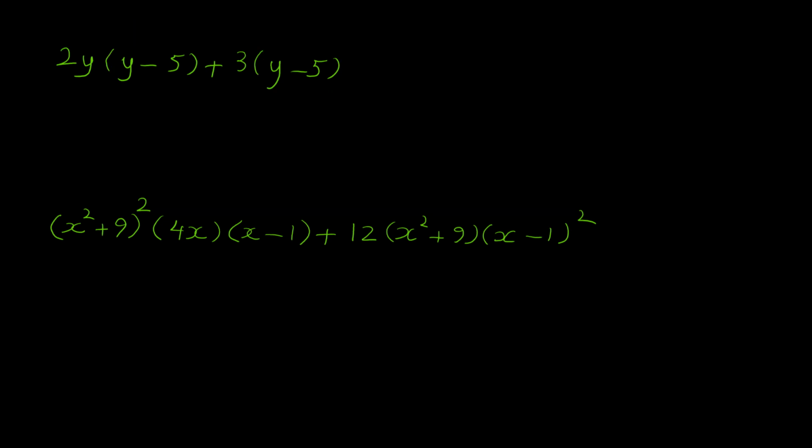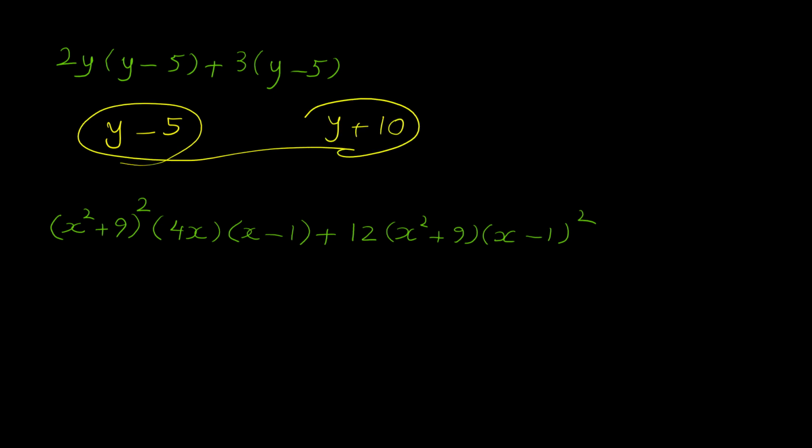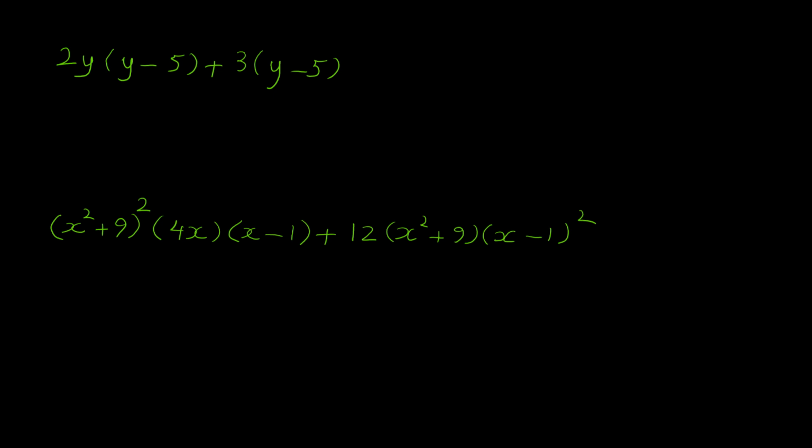Please pay attention again. If one of them was y minus 5, and the other one was y plus 10, no, these are not the same factor, and we cannot factor anything. But because the two brackets are exactly the same, we can factor this common factor. So here, we can factor y minus 5, and then what do we have to write here?